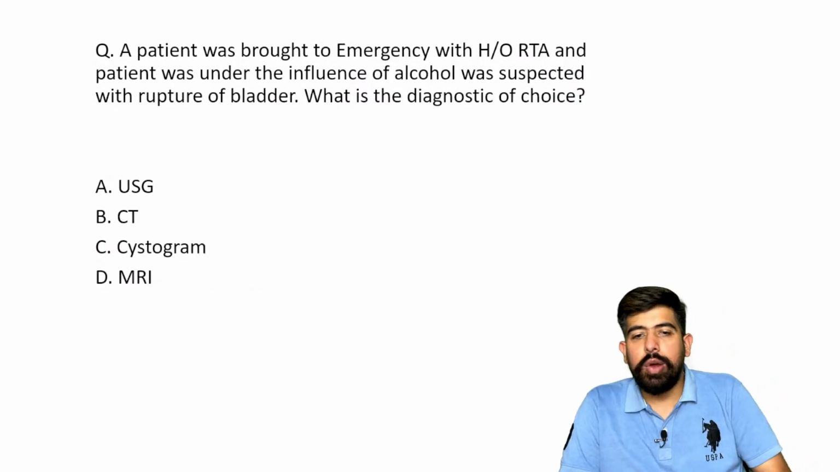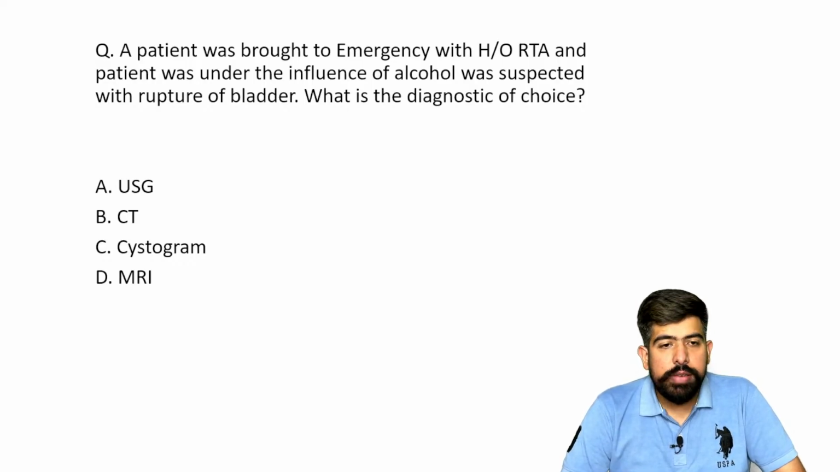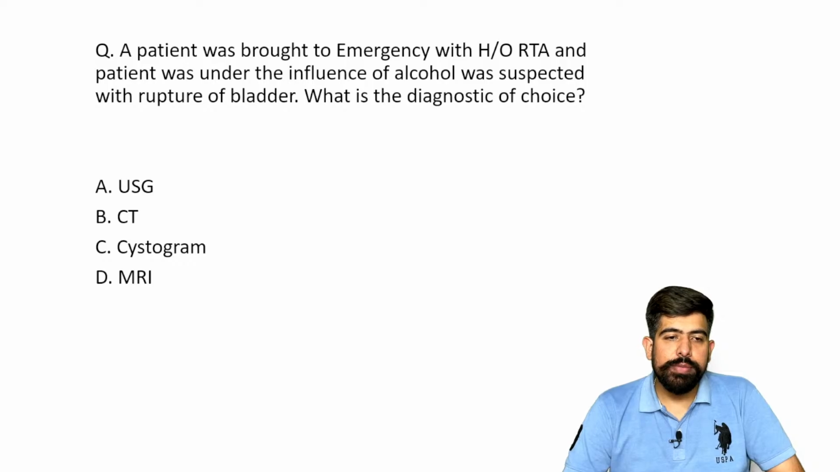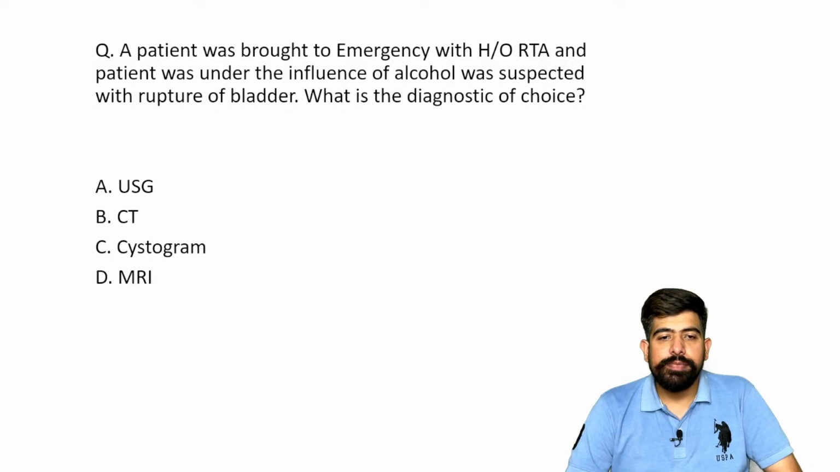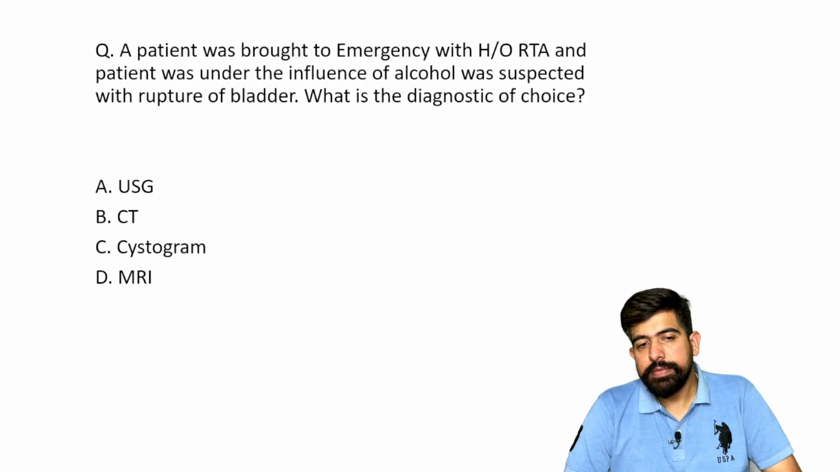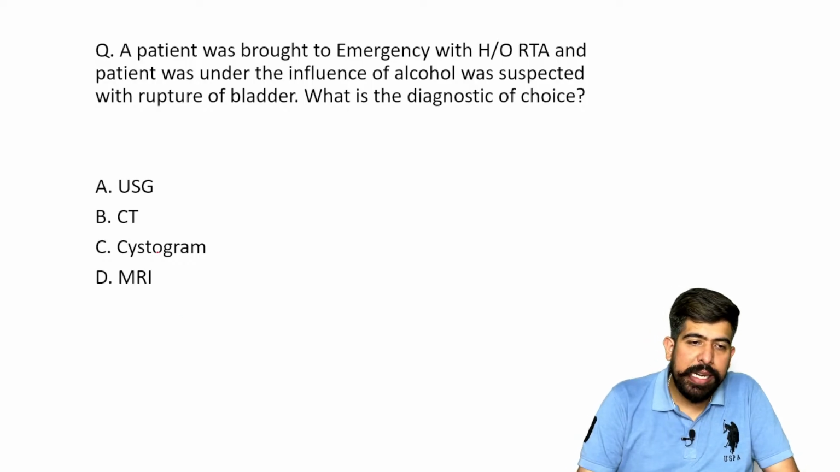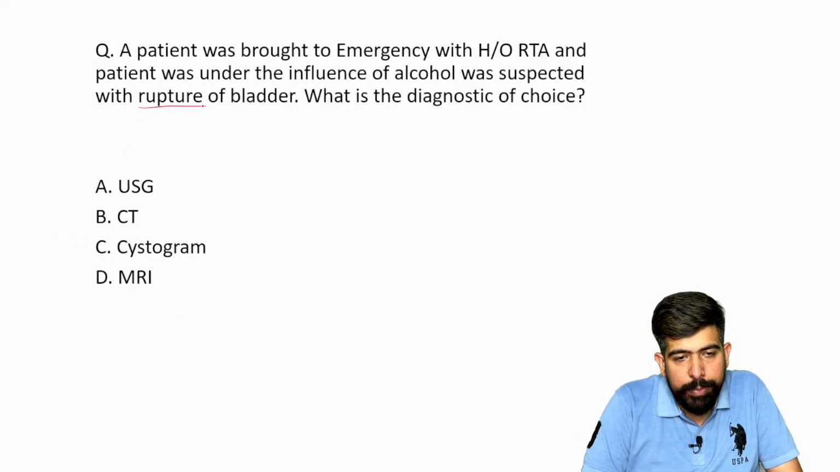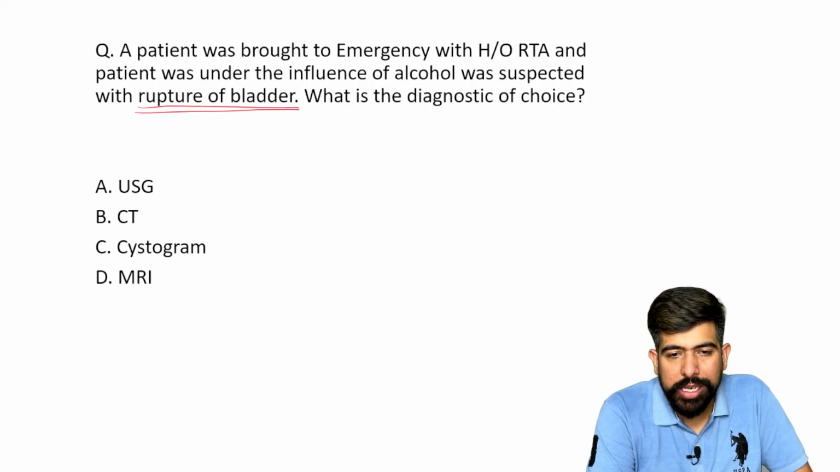Very good. Now, moving forward, the question is in front of you: a patient was brought to the emergency with a history of road traffic accident, RTA, and the patient was under the influence of alcohol and was suspected of rupture of the bladder. Bladder is ruptured. Now, the question is going to ask you, what is the diagnostic?